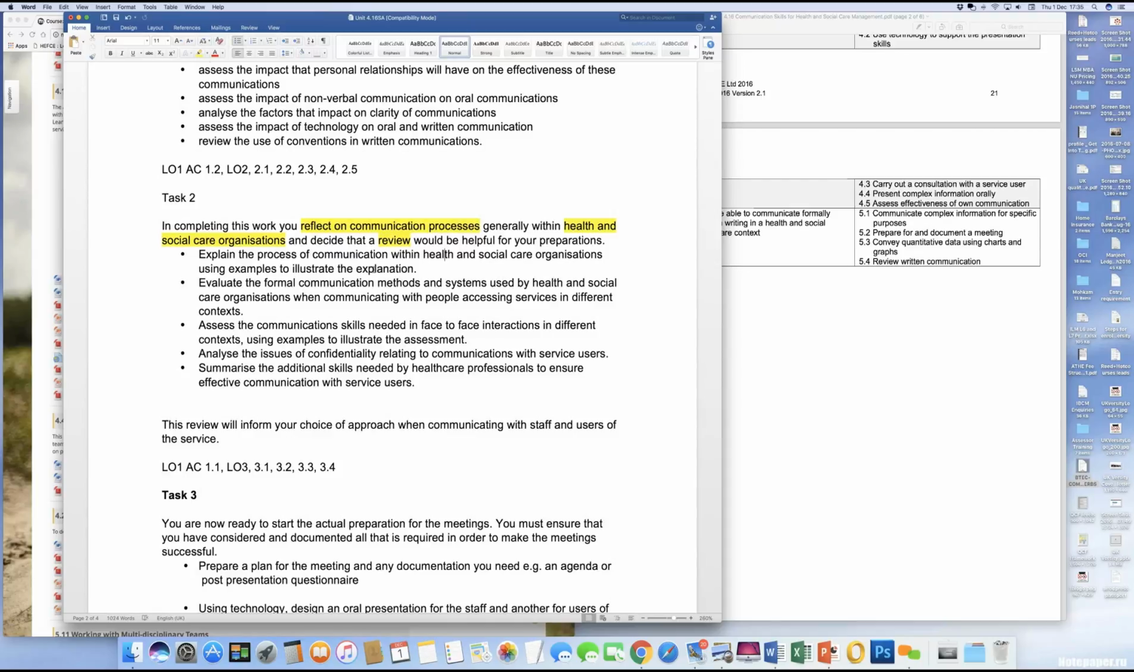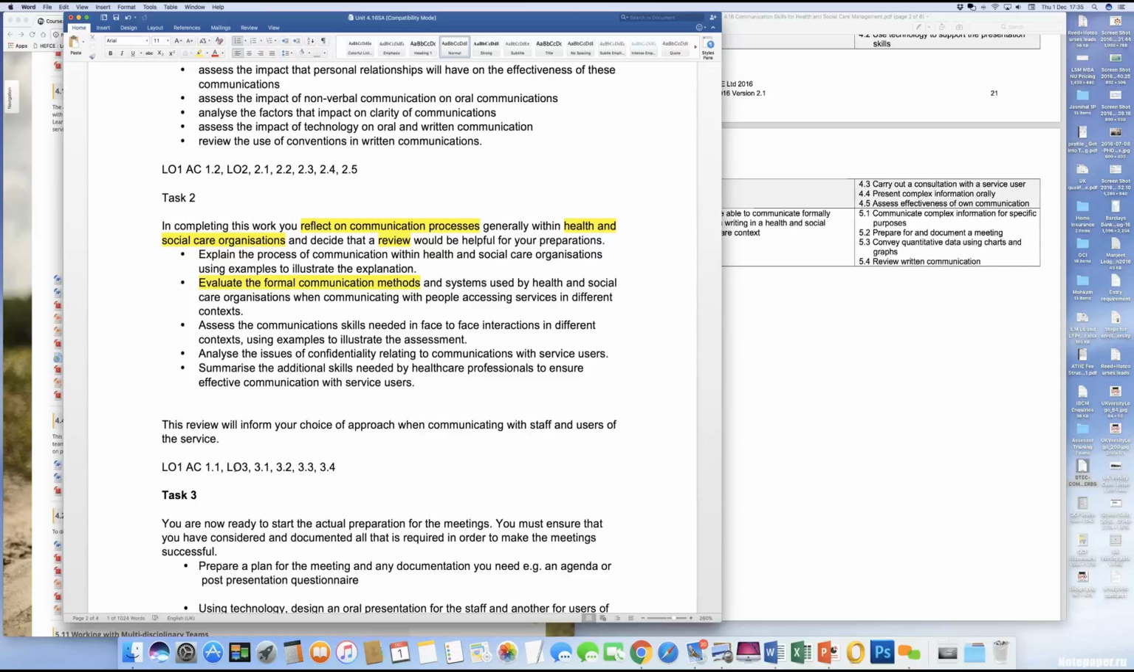When I look at, say, it says evaluate, which is the command verb. It says evaluate the formal communication methods and systems used by health and social care. I know I'm doing a health and social care course. I know this is a health and social care brief. I don't need to be reminded of that again. So what you're looking at doing is evaluating the formal communication methods. What are the formal communication methods?